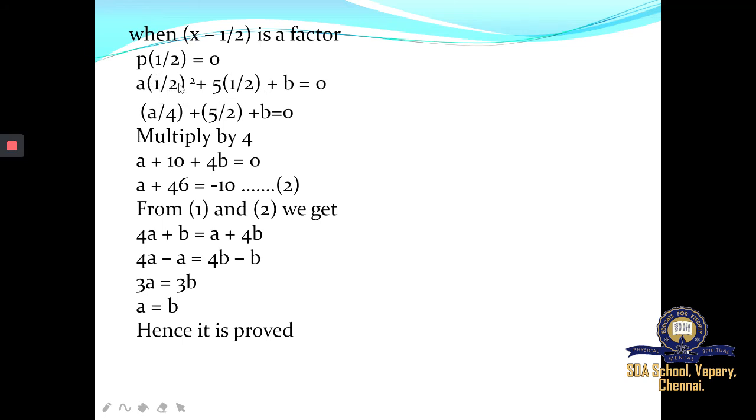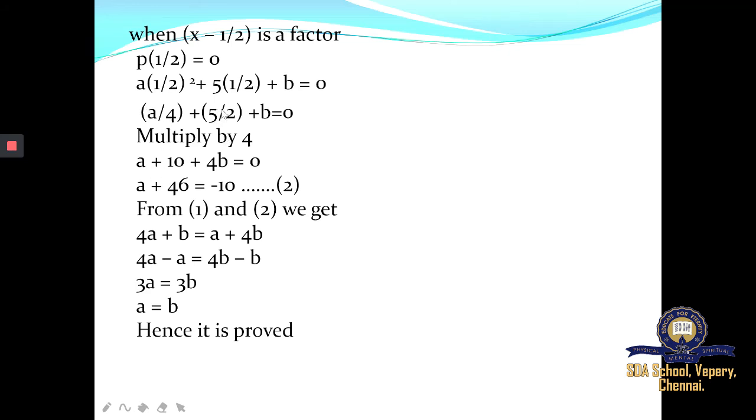Now we have this in fraction, right? In order to get rid of the fraction, let us multiply by 4 on both sides. What will happen? 4 over here will get cancelled, right? 4 by 4 will be, so I will be left out with a. Similarly, if I multiply this by 4, this 2 in the denominator will get cancelled, and then I will be left out with 5 into 2, which is 10. And then I have 4 into b equals to 0 into 4, which again will give me 0 only.